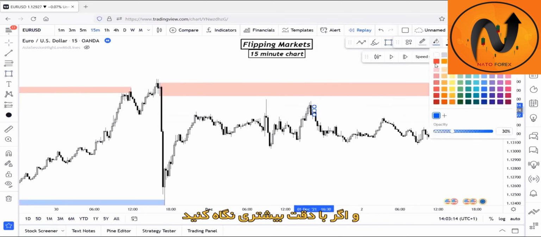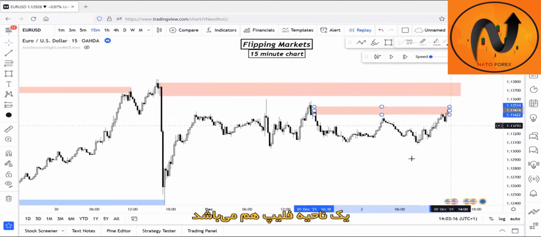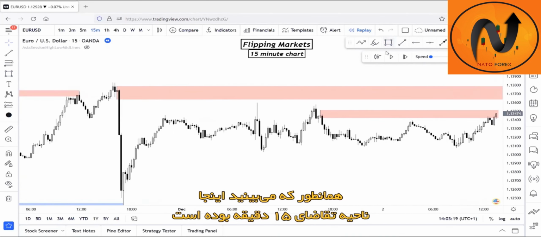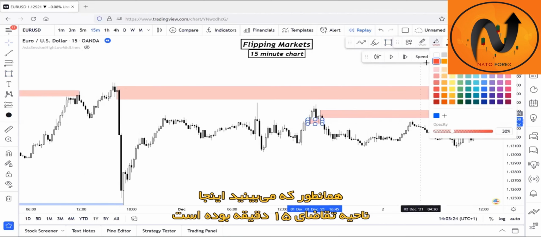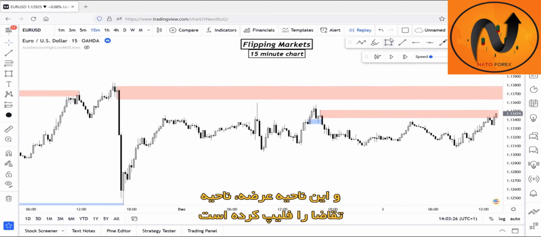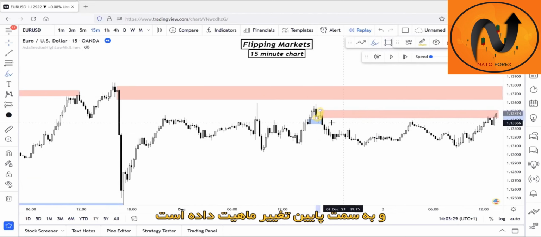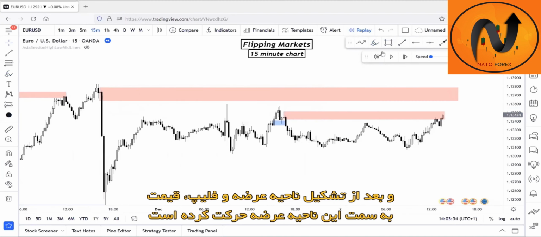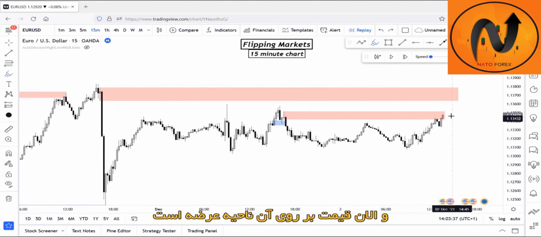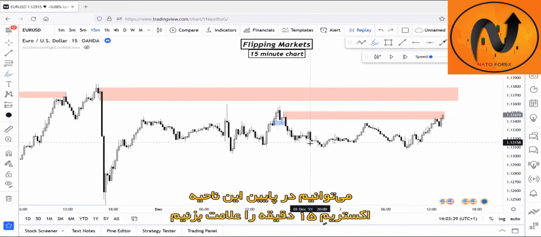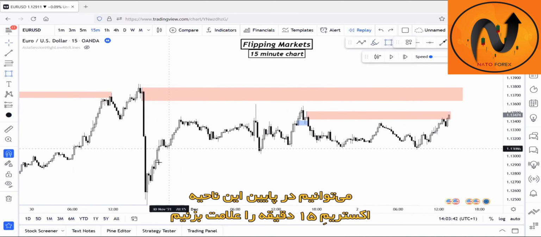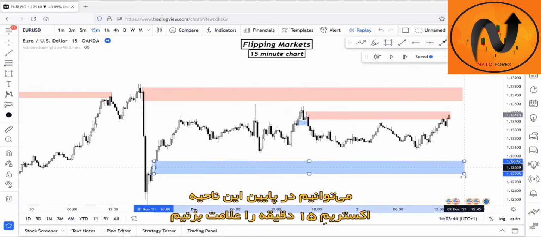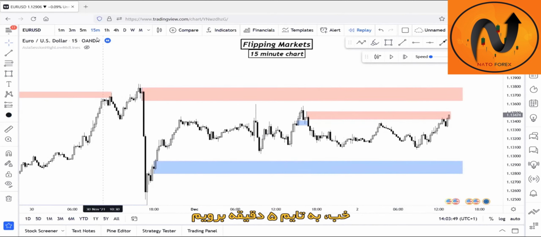And actually, if you take a closer look, this is a flip zone also. As you can see, we had this 50-minute demand zone right here. And this supply zone flipped that demand zone and changed character to the downside. And price, after the flip and change of character, started to levitate back up to this supply zone. And currently, price is in that supply zone. So yeah, that's for the 50-minute. Actually, we can mark this extreme demand zone down here if we want to. Okay, so let's switch to the 5-minute.